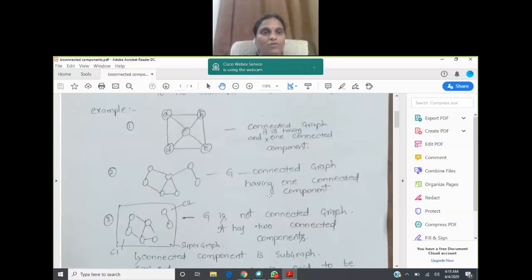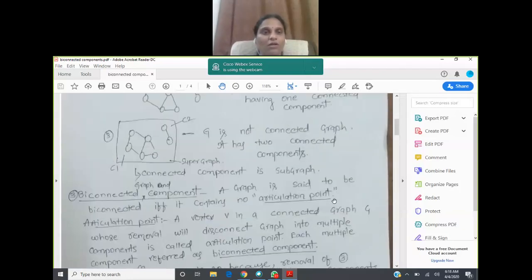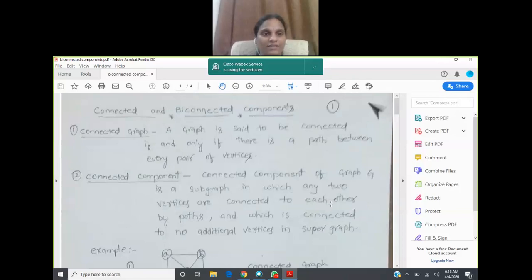Hope you have all understood what a connected graph and connected component are. Once again I am repeating, a graph is said to be connected if and only if there exists a path between every pair of vertices in the graph. And the connected component is a subgraph in which every two vertices are connected to each other by paths and which is connected to no additional vertices in a supergraph. Hope you have all understood about connected graphs and connected components.